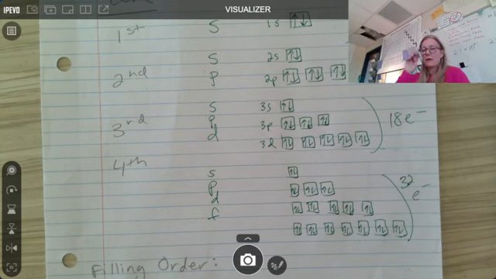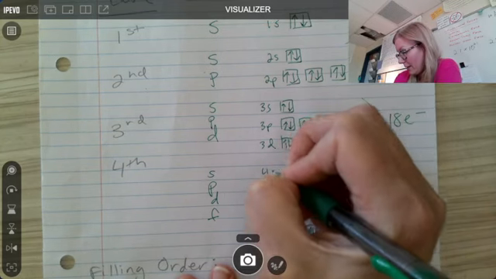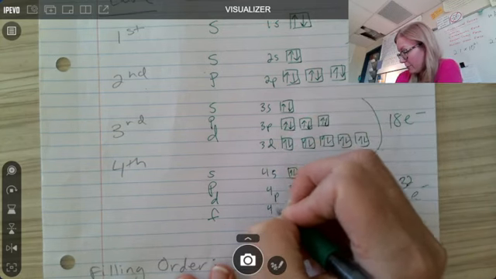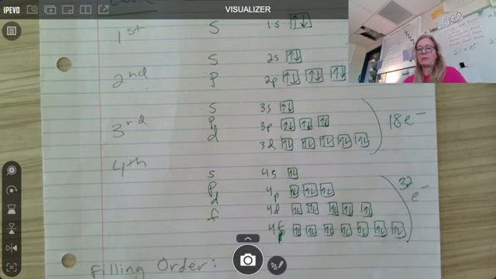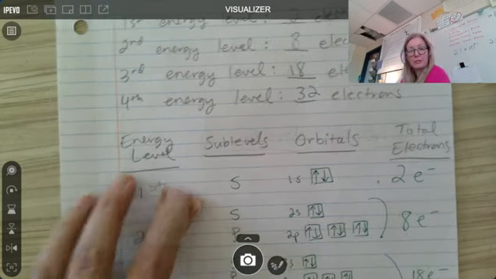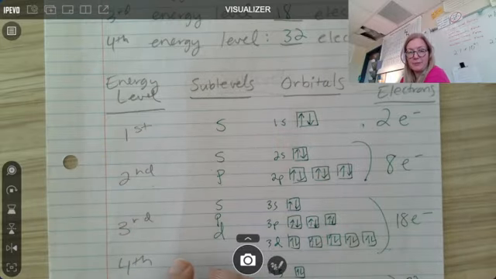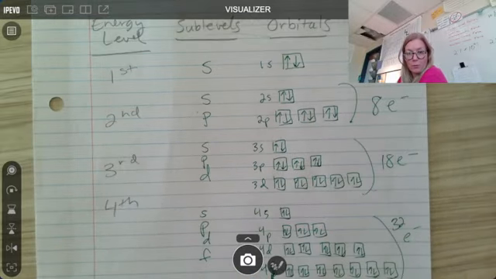So this is for S, this is for P, this is for D, and this is for F. Those are the names of the different sublevels. So this is the energy level, and then these are the sublevels, and each box represents an orbital.